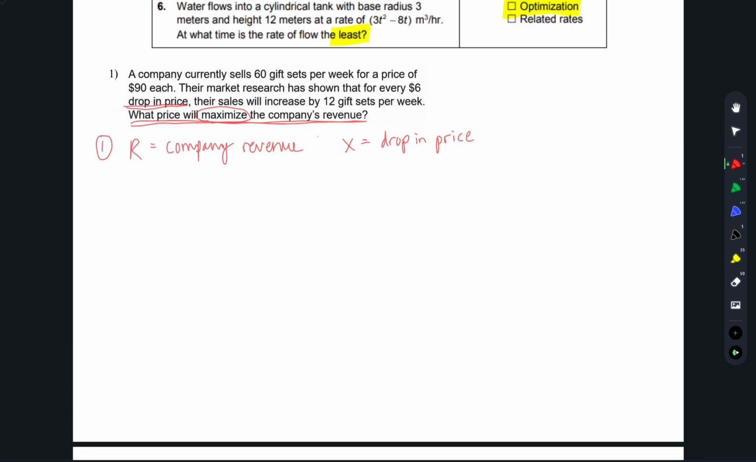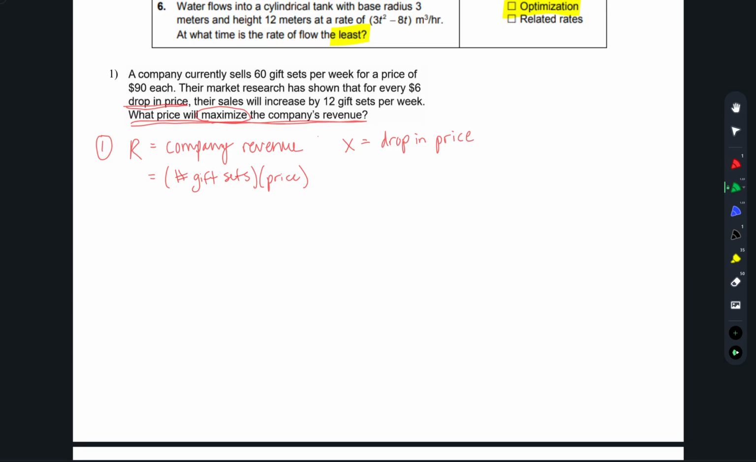So now you have to think about how to talk about revenue. To figure out the revenue, it's however many gift sets I sell times the price. That's how I'd get the revenue. It's how much I would get from that. But we have to change this in terms of a drop in price.